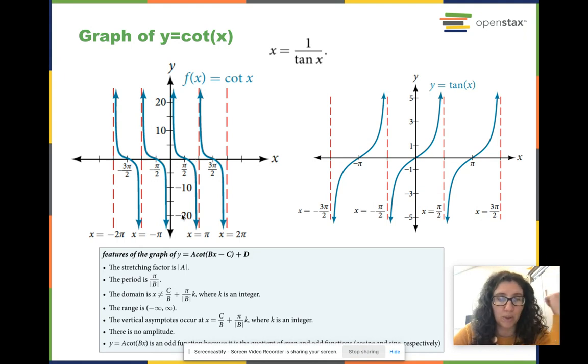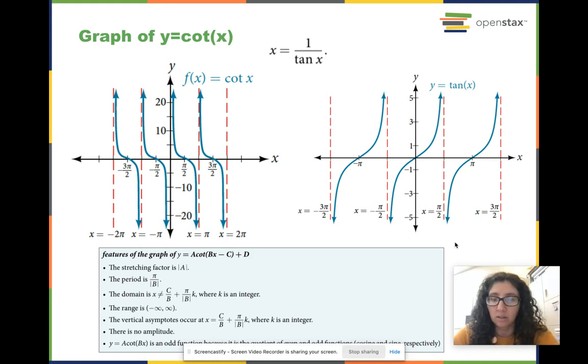Okay, amplitude points work the same way. Figuring out the period works the same way. The domain is everywhere except where there's vertical asymptotes. Range is all real numbers, goes from negative infinity to infinity. And is this even or odd? It's also odd. Okay, 1 over an odd function is going to be an odd function.